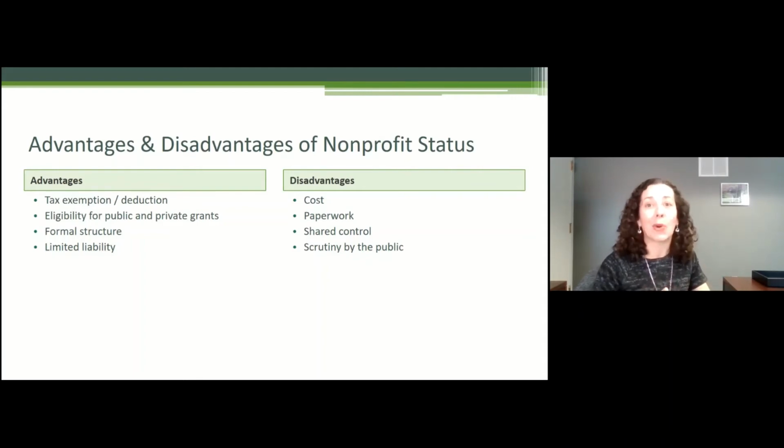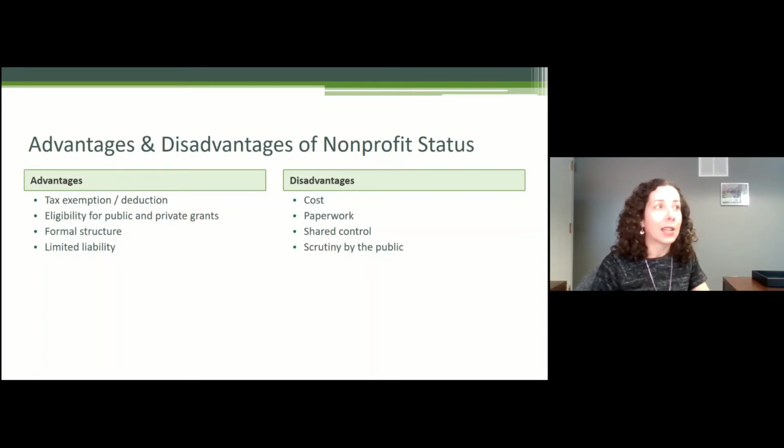Paperwork. As an exempt corporation, nonprofits have to keep detailed records and submit annual filings to the state and to the IRS by deadlines in order to keep active and exempt status. Another disadvantage is shared control. Although the people who create nonprofits like to shape and control their creations, personal control is limited. A nonprofit is subject to laws and regulations, including its own articles of incorporation and bylaws.